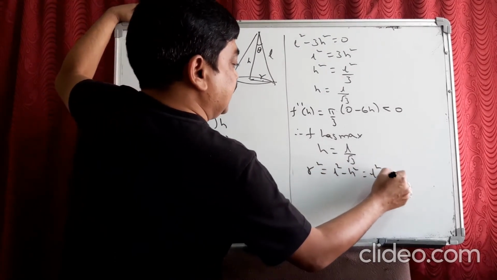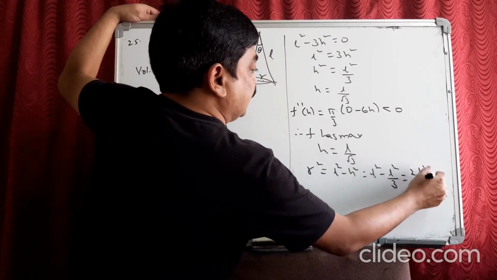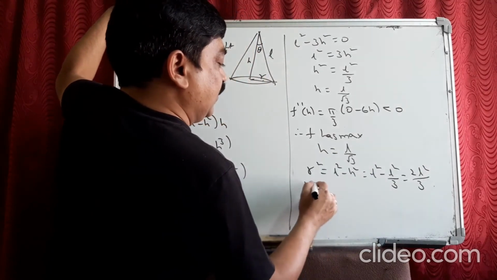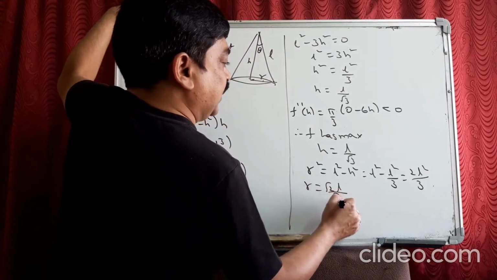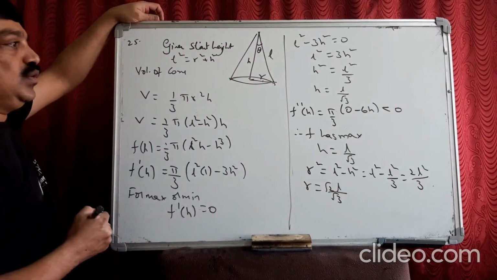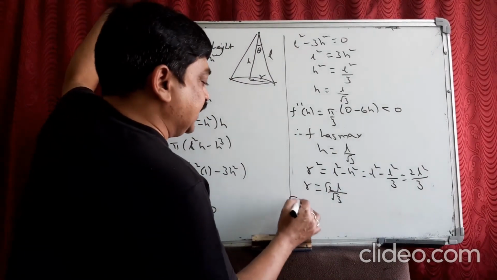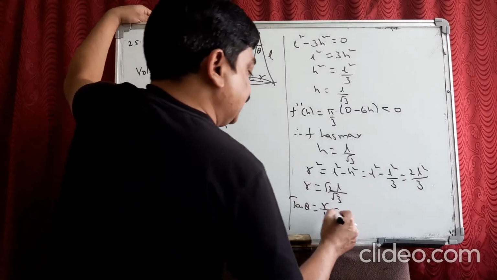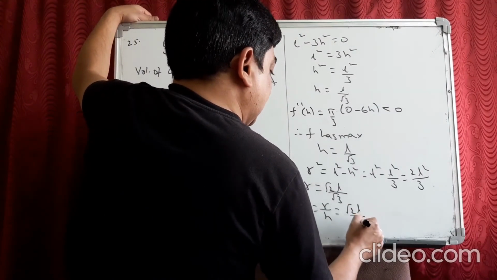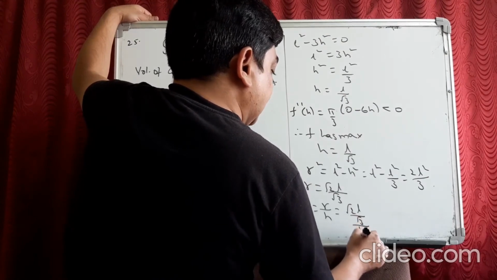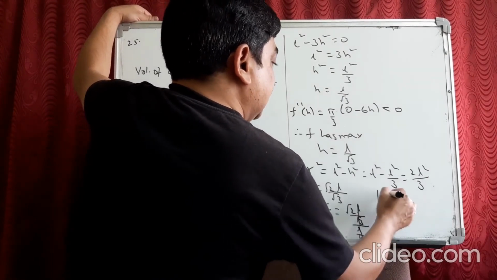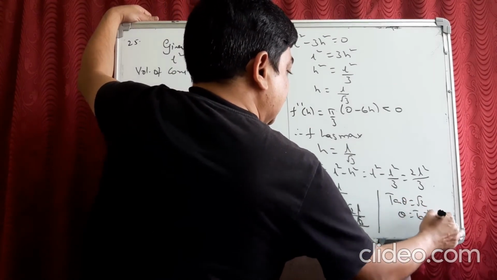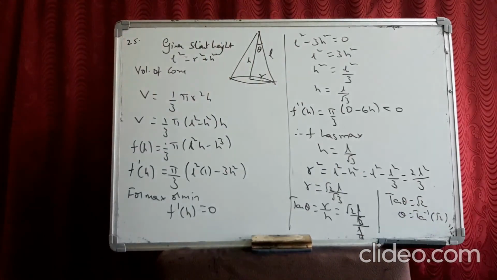So L square minus L square by 3 is 2L square by 3. Okay, leave it like that. So R will be equal to root 2 L by root 3. Now tan theta, because you are asked to prove that in terms of tan, is R by H. R by H means root 2 L by root 3 divided by L by root 3. L by root 3 gets cancelled. Tan theta is equal to root 2. Theta is tan inverse root 2.